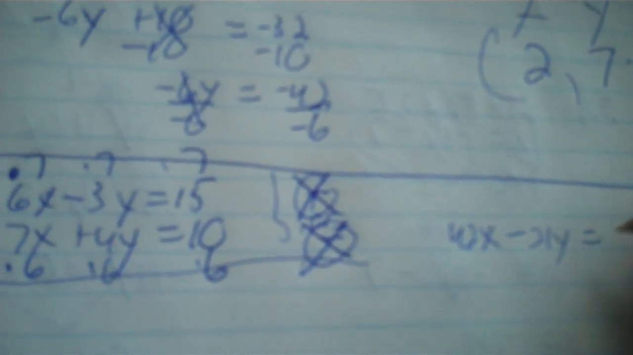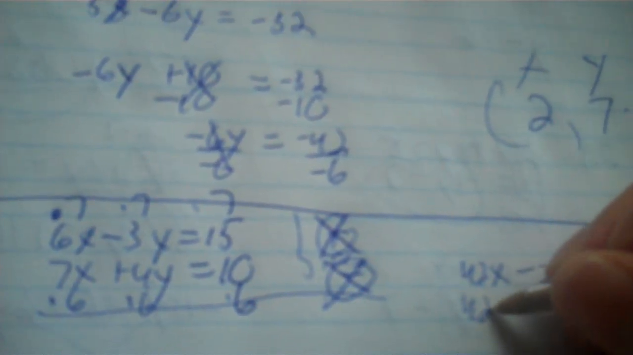So we'll go over here. You now have 42x, 6 times 7. 3 times 7 is 21y. 15 times 7 is 105. Now the bottom, you're going to have 42x. 4 times 6 is 24y. 10 times 6 is 60. Try this again. I guarantee you one of them works.